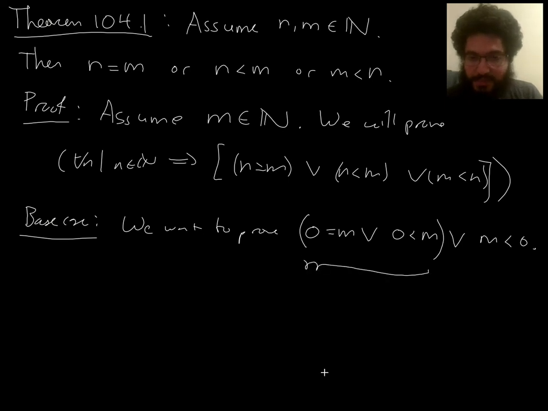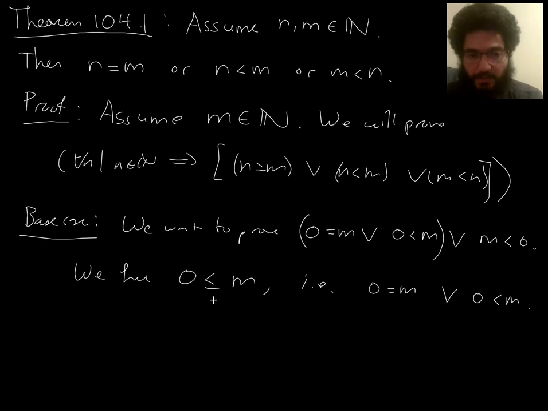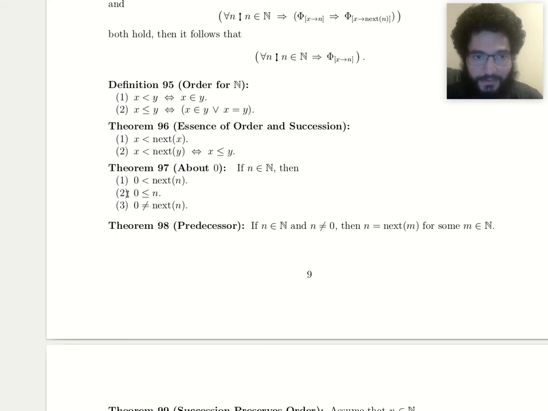I think this is actually something that's always true, right? So we have 0 less than or equal to m, i.e. 0 equals m or 0 less than m. And that's the proof of the base case. Do you see where I'm getting this, 0 less than or equal to m? I think it was one of our facts about 0. 0 is just always less than or equal to any given thing, no matter what it is. Any given natural number, no matter what it is.